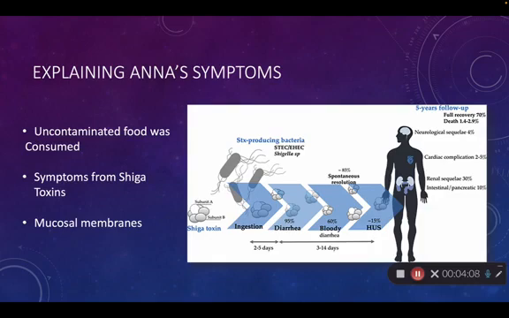Specifically to explain Anna's symptoms, we know that Anna didn't eat any food that was deemed to be contaminated, and it appears that her symptoms such as diarrhea would be caused by the Shiga toxin. Since STEC O157 infects the intestines, I can predict that her diarrhea is slimy due to excess mucus production.